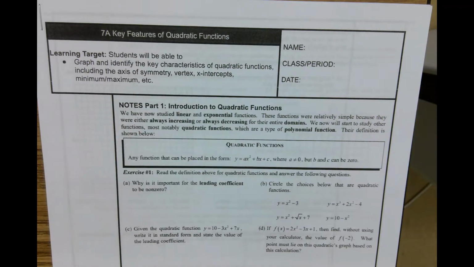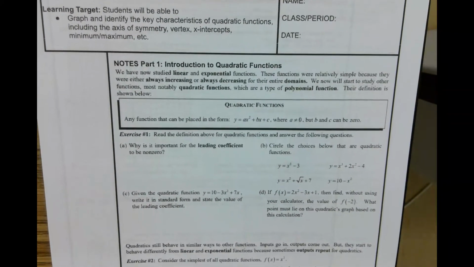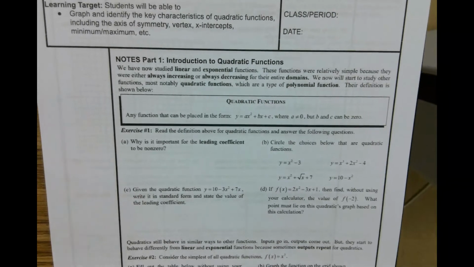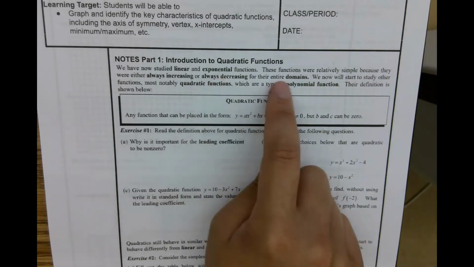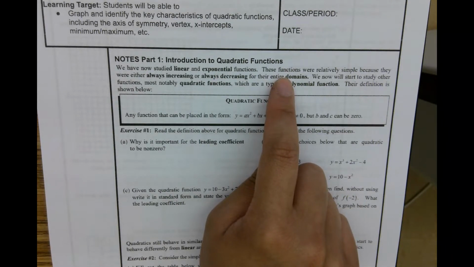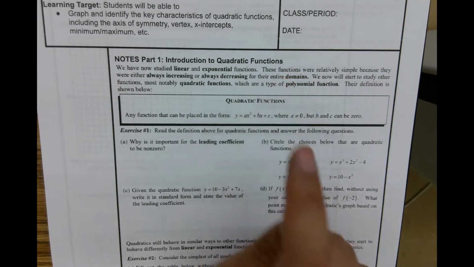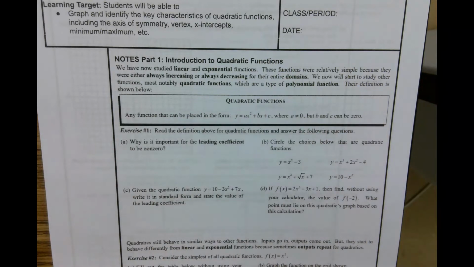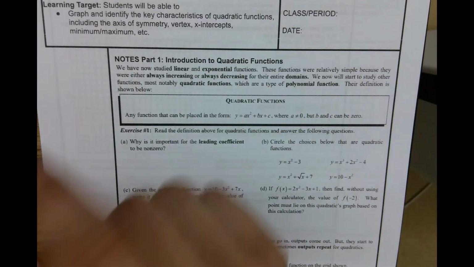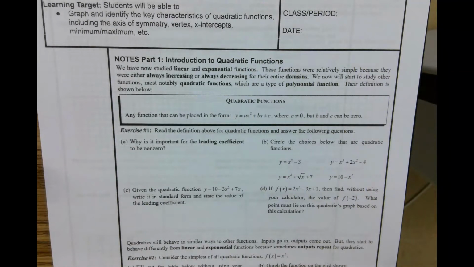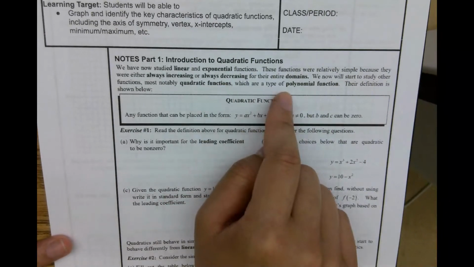So today we're going to start off with a little introduction. We have already studied linear as well as exponential functions. These functions were relatively simple, right? Because they were always either increasing or decreasing. It was either going up, whether it had a positive slope or it was growing exponentially, or it was decreasing for their whole domain. With this function, we're going to start to study other types of functions. This time we're focusing on quadratic functions, which we know is a type of polynomial function.